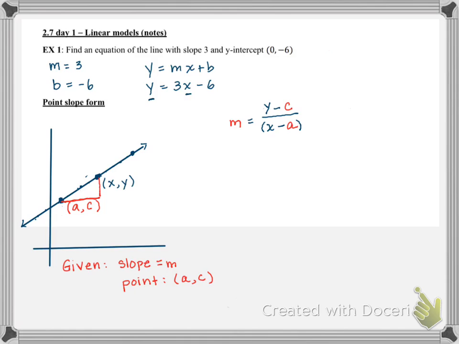So we end up with m times x minus a equals y minus c. And this is what we refer to as the point slope form of a line.